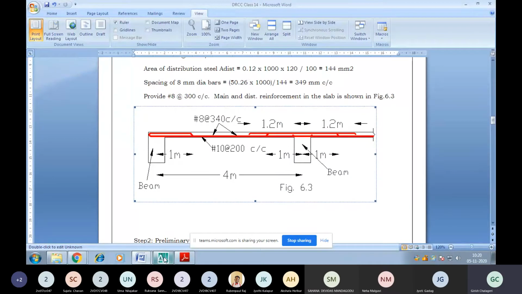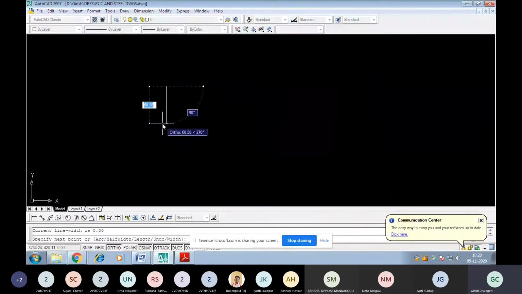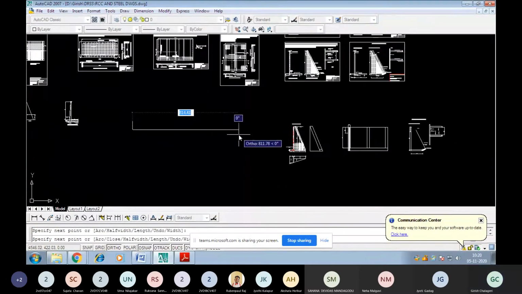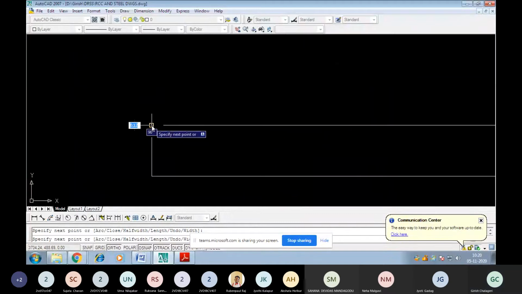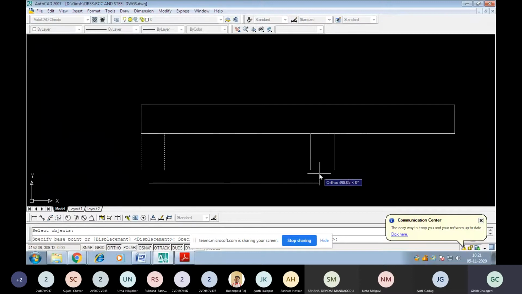The same thing I can show in your AutoCAD drawing, how it will be. Let us do it. A 120 mm thickness of slab is given. So this is the span of the slab we are taking here, and this is the slab thickness. The continuous beam is the support for this. The same cover will be there, supporting at mid-span here.